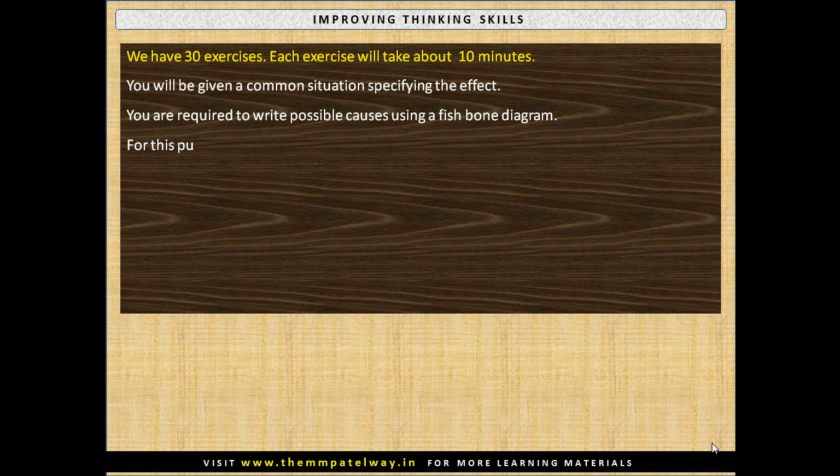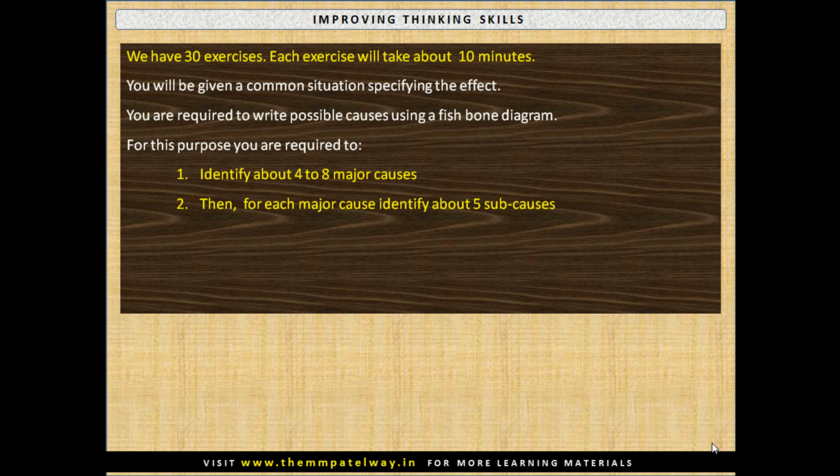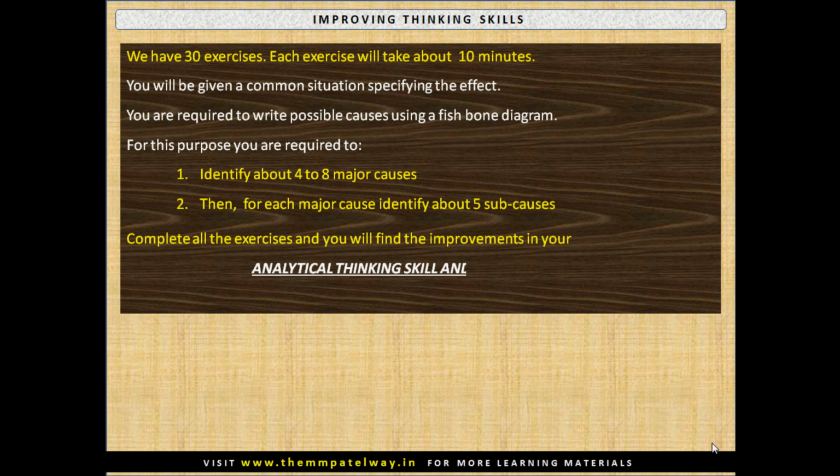For this purpose, you are required to 1. Identify about 4 to 8 major causes, and 2. Then for each major cause, identify about 5 sub-causes. Complete all the exercises and you will find the improvements in your analytical thinking skill and problem solving abilities. Let us see the format and one example.